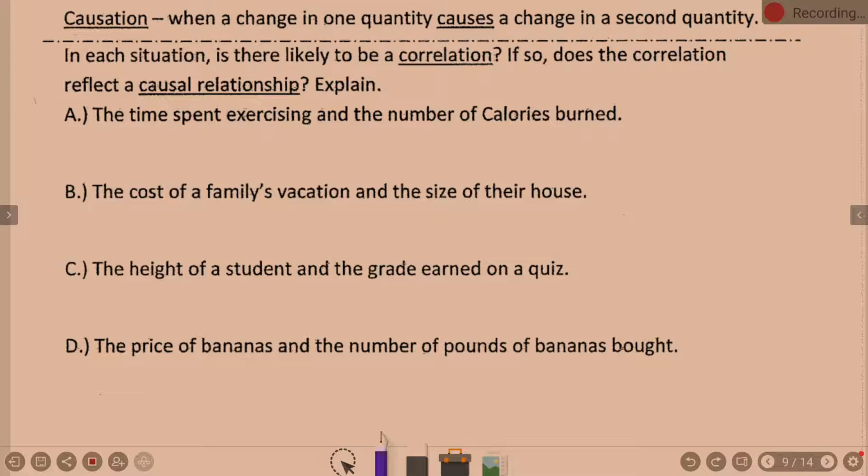Okay, but the wording is number of calories burned. So time spent exercising. What happens the more time you spend exercising? The more calories you burn. So as you increase your time exercising, your calories burned are also increasing. Is that a positive or negative correlation? That's positive because they are increasing together. So I am going to say here, positive correlation to start.